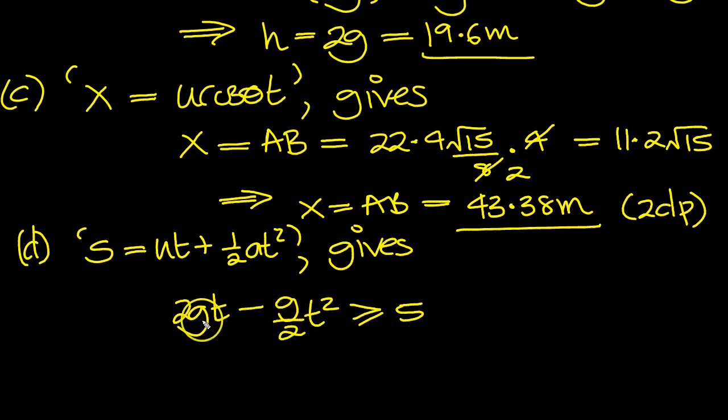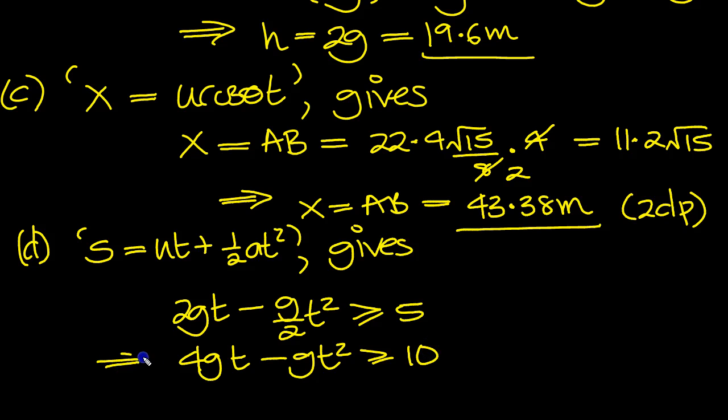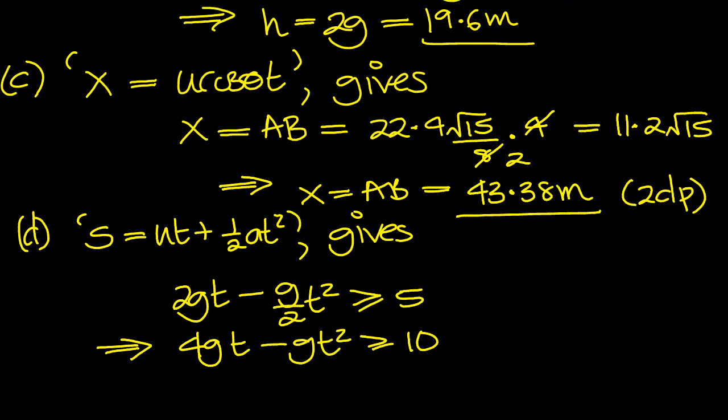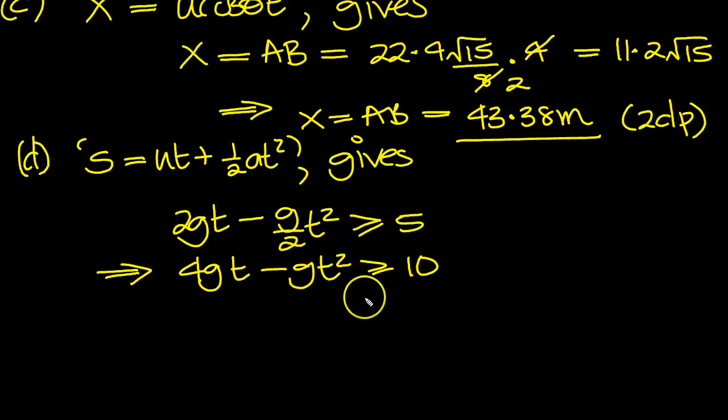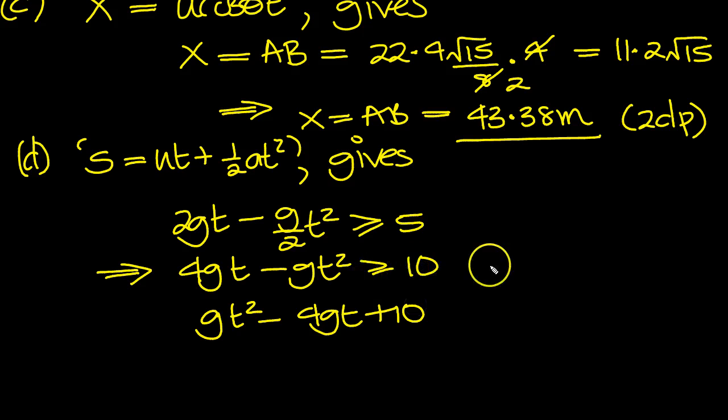Okay, so that's times all the way through by 2, first of all. 4gt minus gt squared is greater than or equal to 10. So multiply through by 2. Now let's move things over. Move this over, and we get gt squared. Move this over, we get minus 4gt. There's already a 10 there. And I'm writing it down from right to left now, so this would be less than or equal to nothing left on the other side.